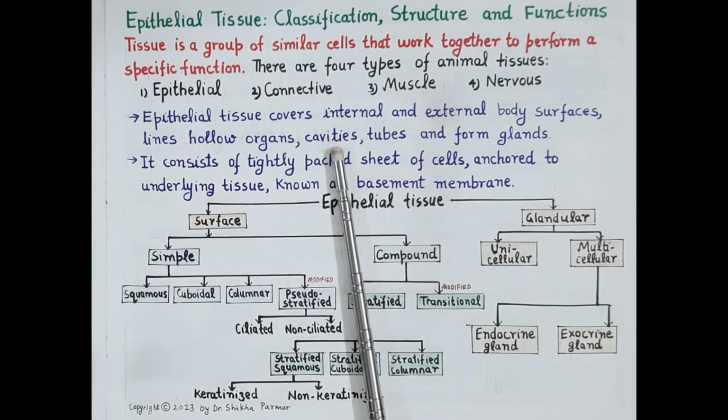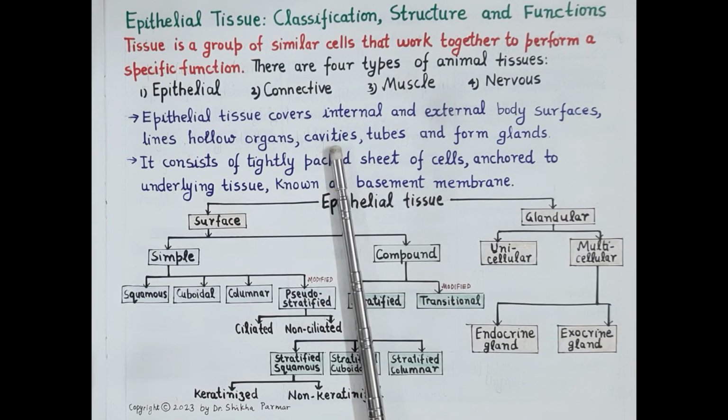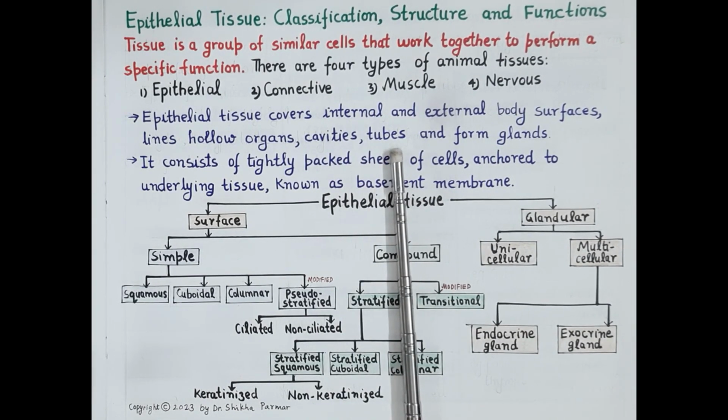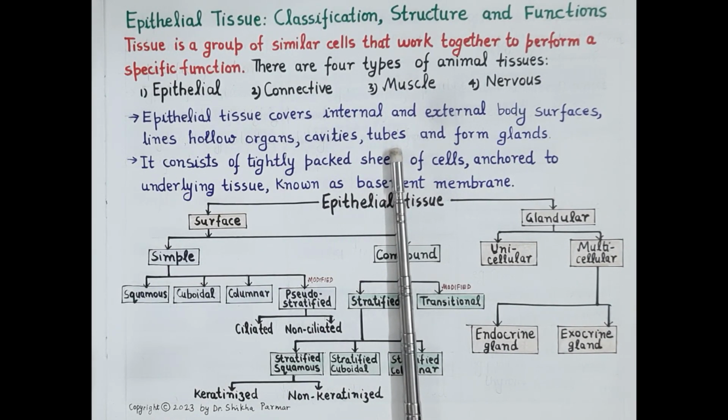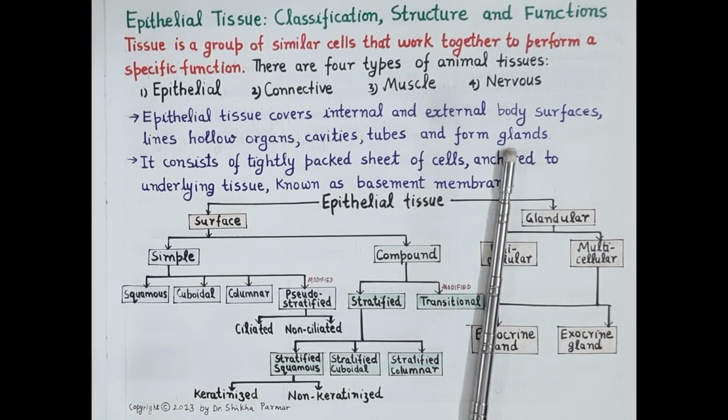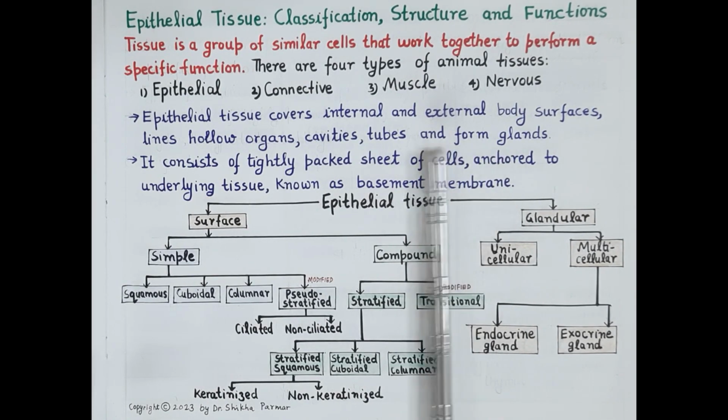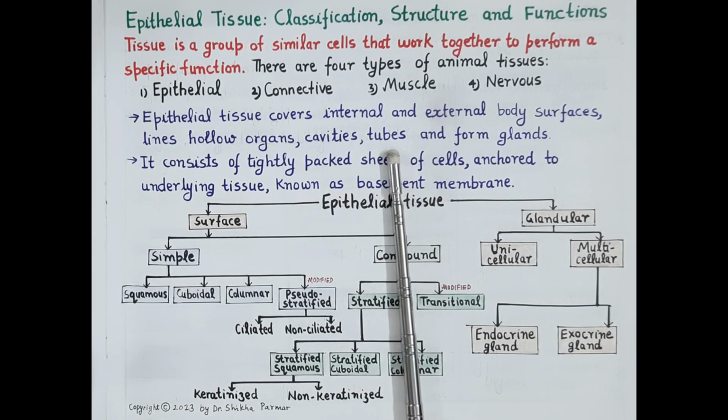Then it lines the cavities, let's say the pleural cavity. Then it also forms the inner lining of the tubes, like the respiratory tubes and the gastrointestinal tubes, which are communicating with the external environment. And epithelial tissue is also responsible for the formation of glands. So the main function of epithelial tissue is to cover internal and external body surfaces.